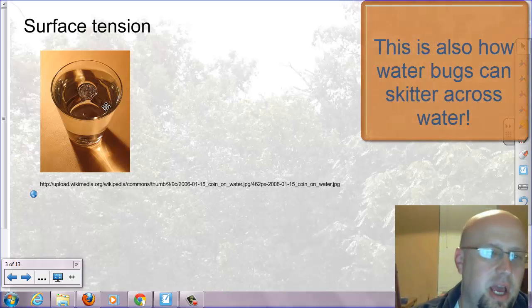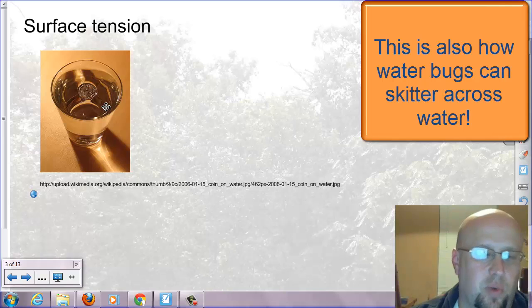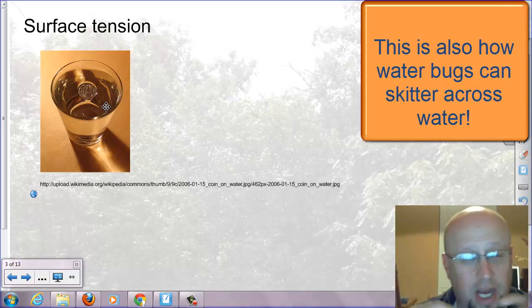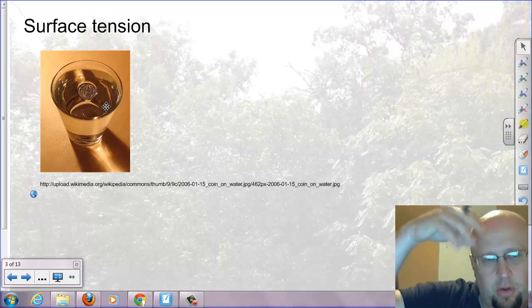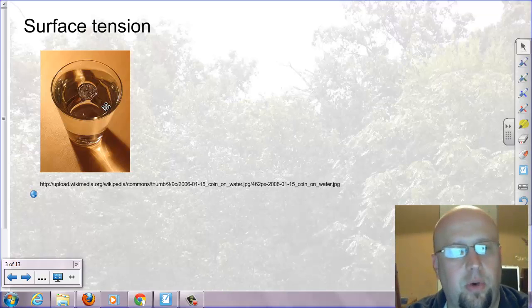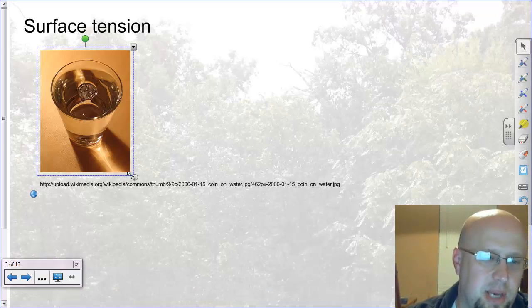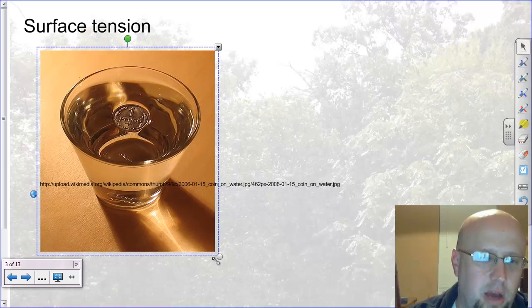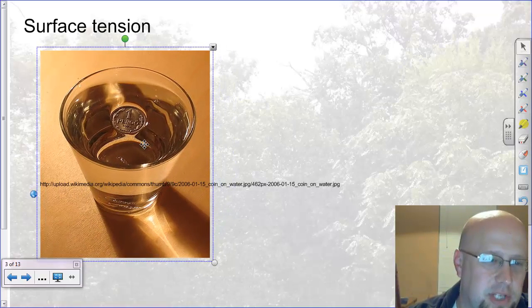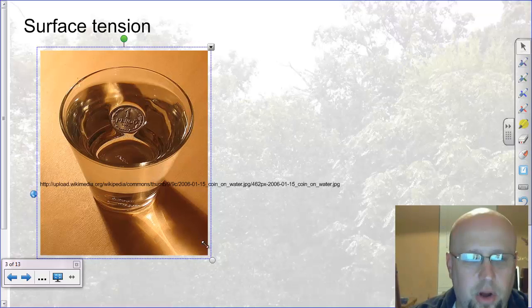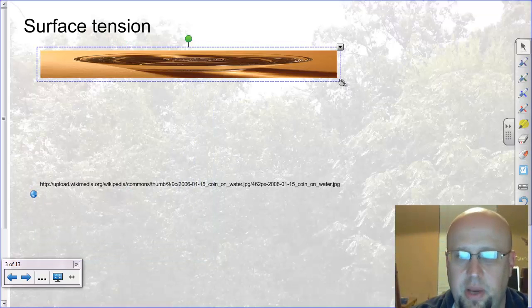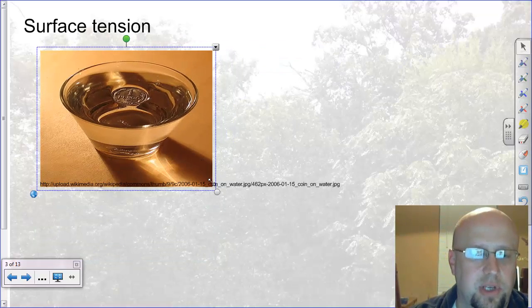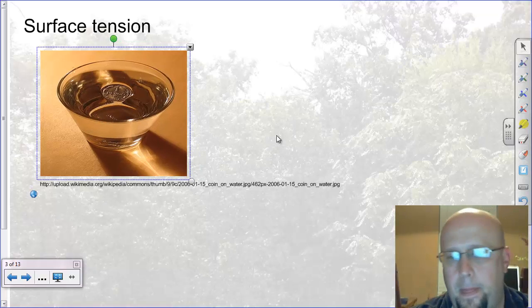Surface tension basically means that the molecules want to hold each other together so tightly that on the top of it, it almost forms a film on the top of the water. Like you can see in this example, and I'll zoom it out a little bit for you, there's actually a coin floating on top of the water. Usually in class we do a little thing where we float some staples or something on top of that.